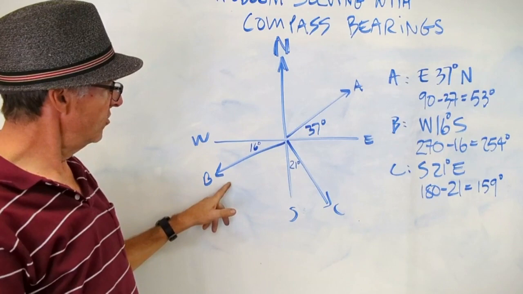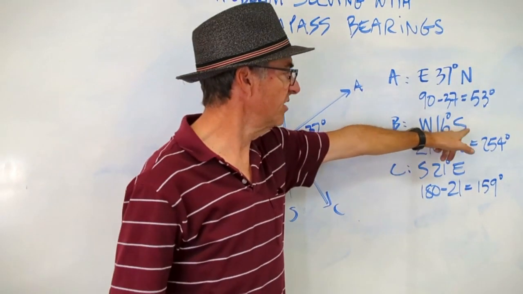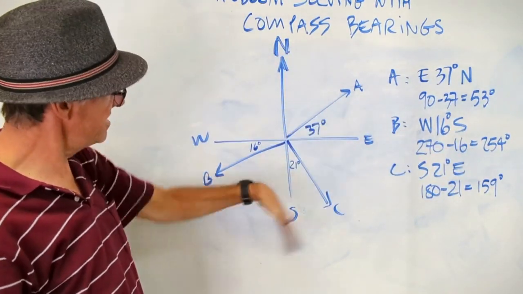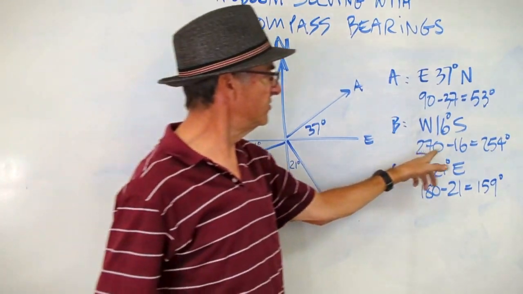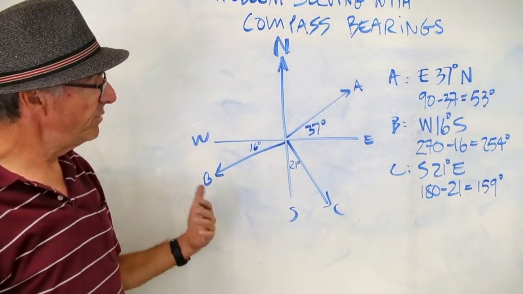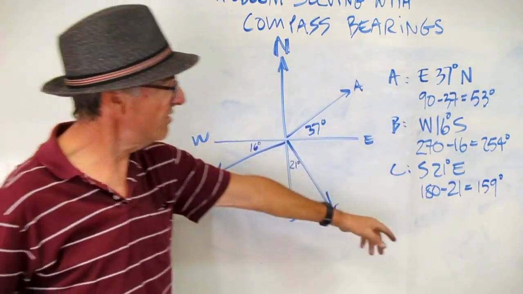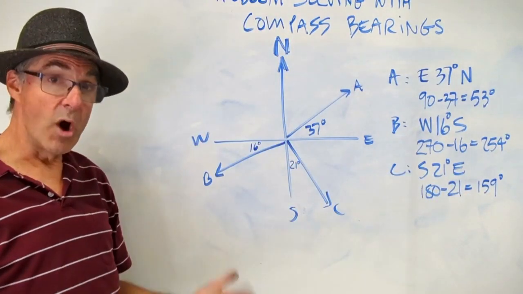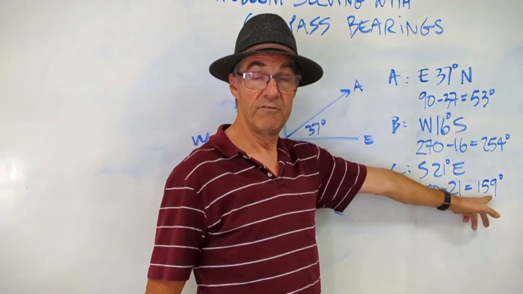Number B, we are west 16 south. So that's west 16 degrees south, and west is 3 90s. We have 90, 90, 90. So west is 270, and we're going to subtract our 16. So 270 minus 16, we have 254 degrees for bearing B. Bearing C, we are south. We are 21 degrees east of south. So that's south 21 degrees east. And so south is 180 degrees because that's 2 90s. And we're going to subtract our 21 to get 159.